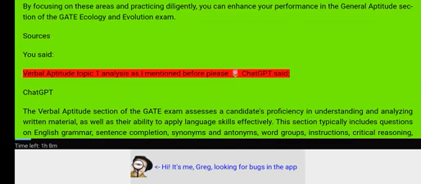Sources. You said. Verbal aptitude topic 1 analysis. As I mentioned before, please tool of ChatGPT said.